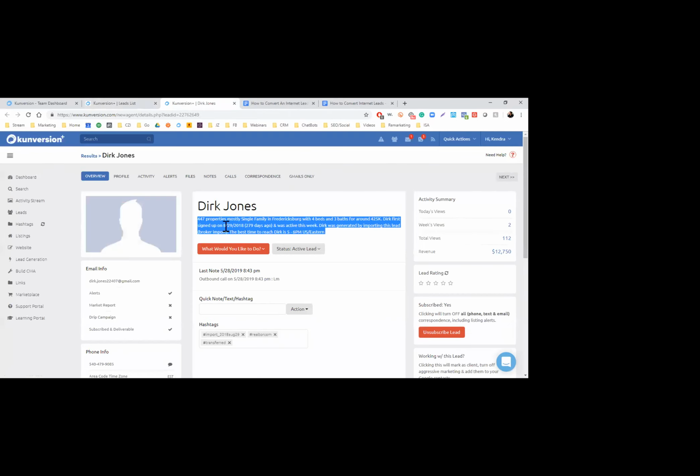So Dirk Jones, 447 properties, single family in Fredericksburg, 4-bedroom, 3-bath for around $425. He's active this week. Best time to reach him is from 5 to 6. What do you say to Dirk to add value?